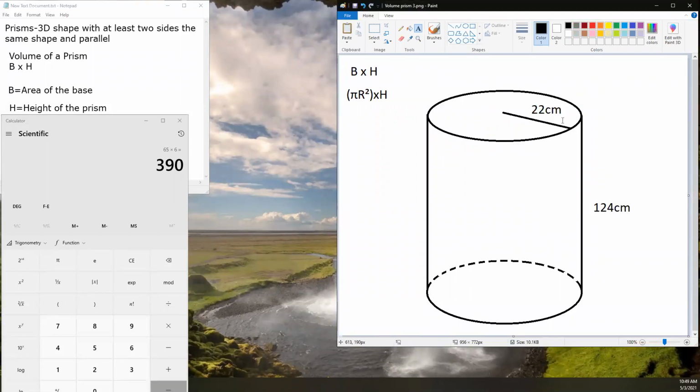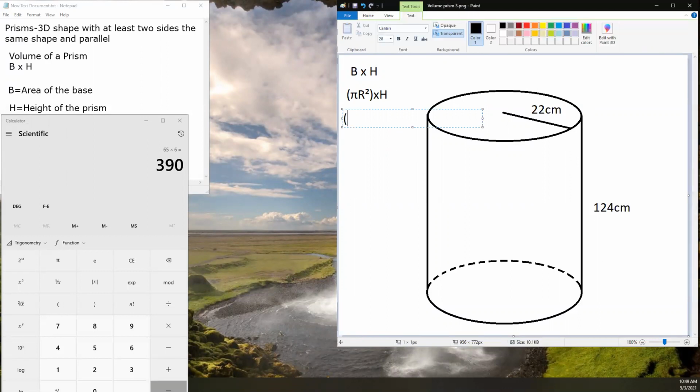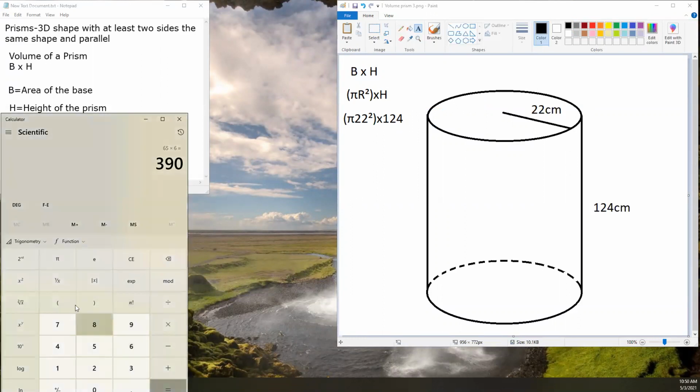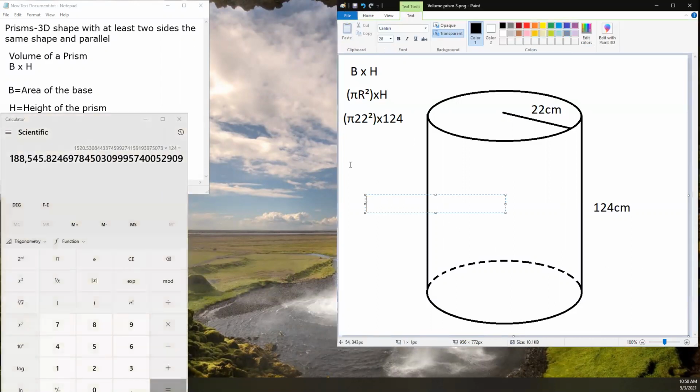So we're done. We already have our 2 numbers, right? We got our radius, we got our height of the prism. We just plug them in. We got pi times 22 squared times 124. So bring over here to our calculator, and finish it up. Pi times 22 squared times 124 equals, and that's a big number, but that is the volume.